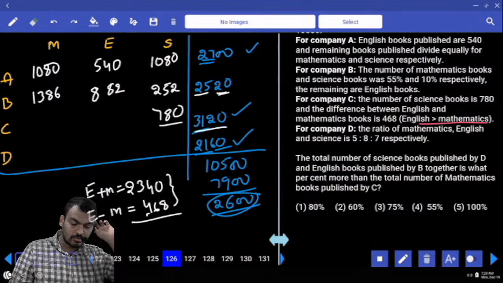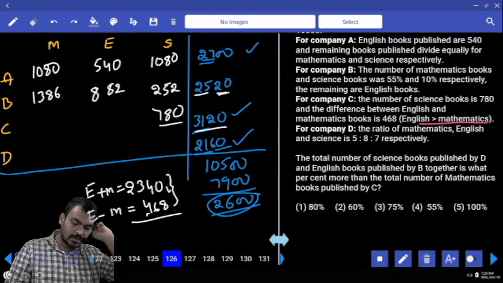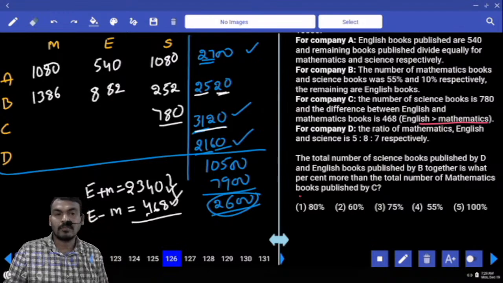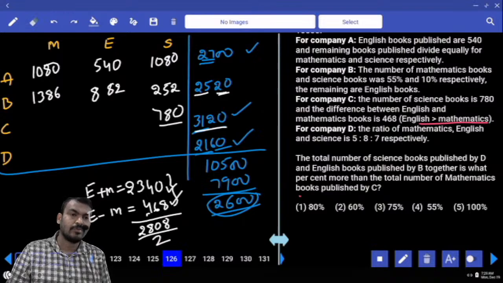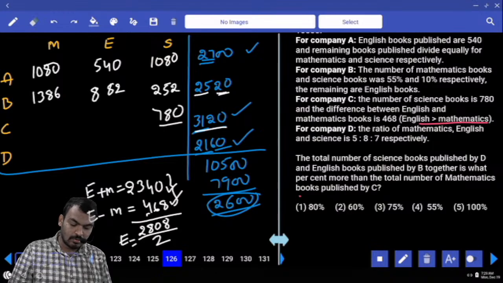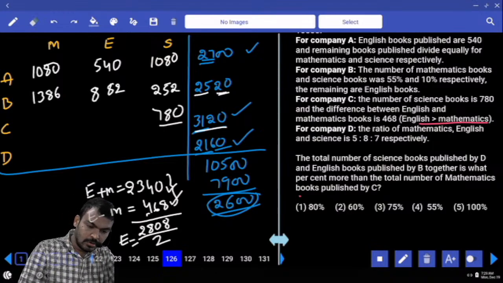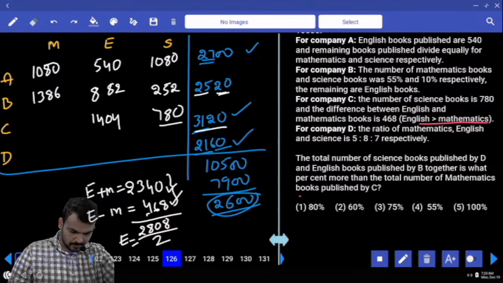2300 plus 400, 2700. 40 plus 68, 108. Total it is 2808. Divide by 2. We get which book? English books, or not? What are the English books? 1404. English books are 1404.